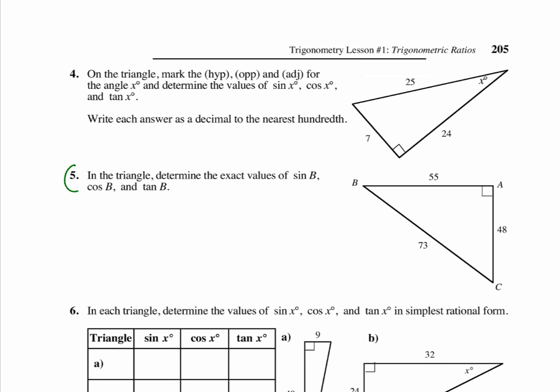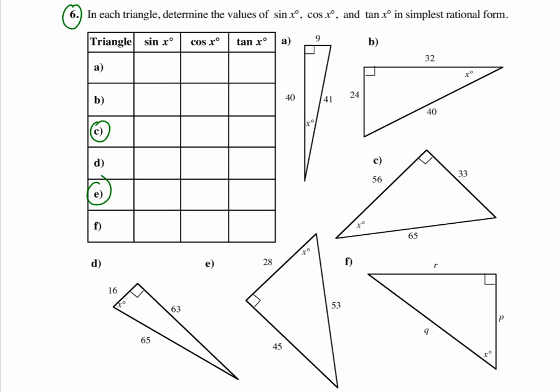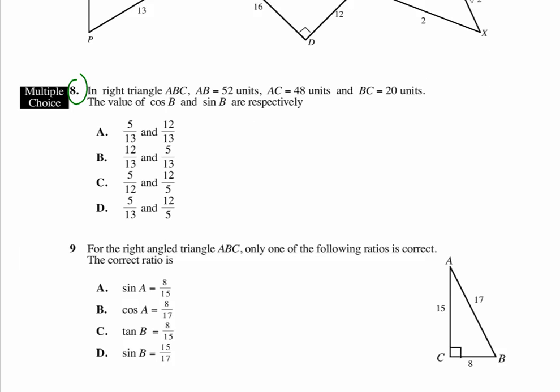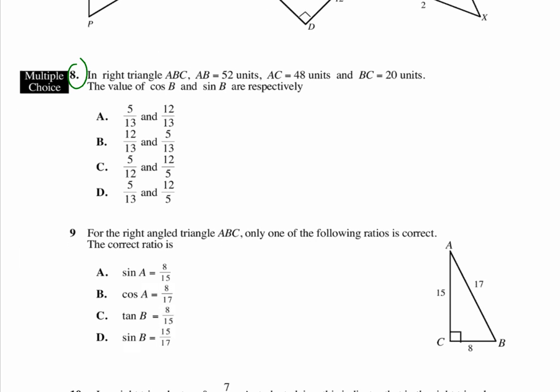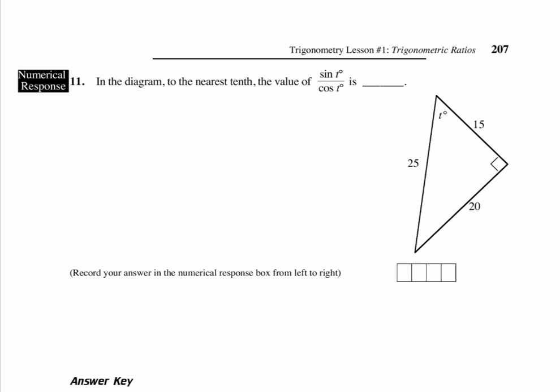5, 6, just C and E. Okay, just triangle C and E. And then turn the page. 7 to 11. Well, 7 to 10, and I believe 11 is optional. Right? 7, 8, 9, 10. And then on the next page, this is optional.